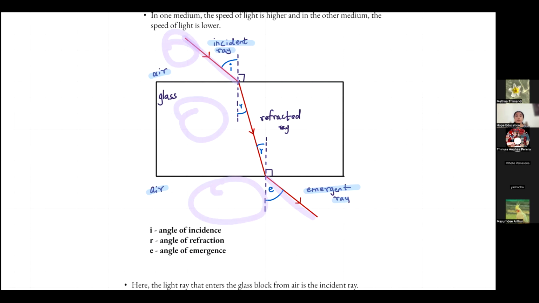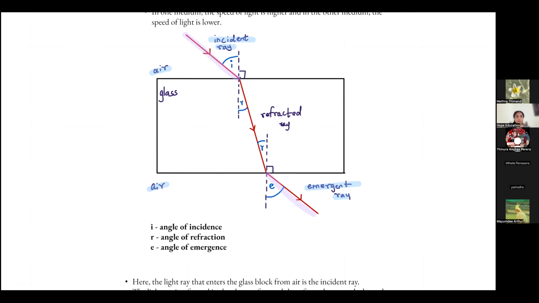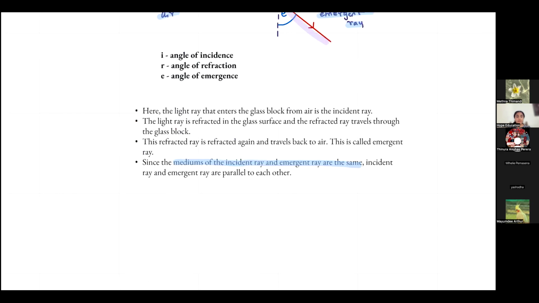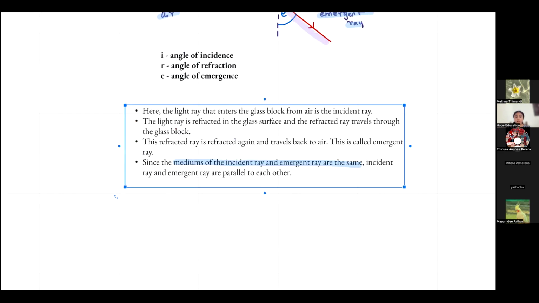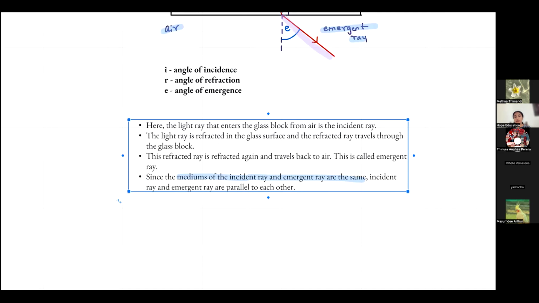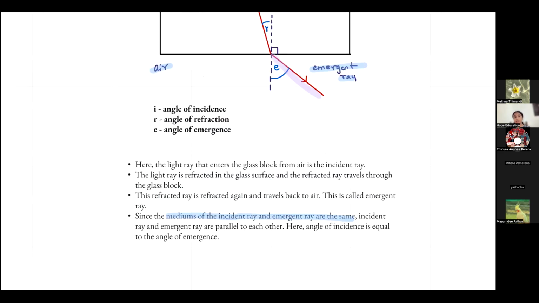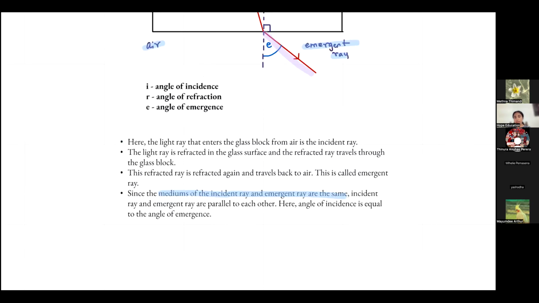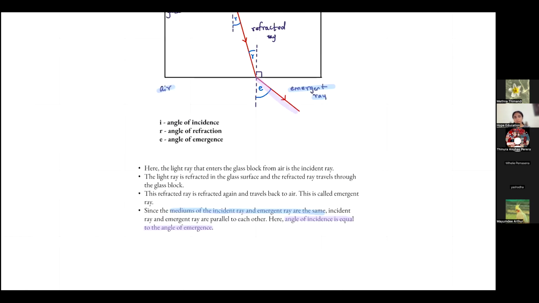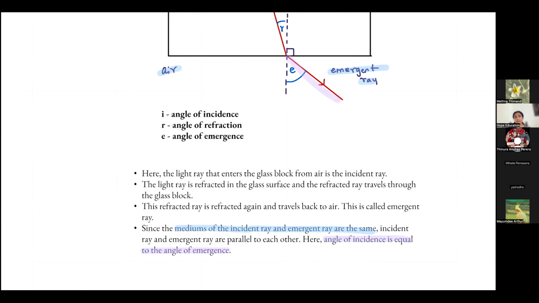Okay, also, because the incident ray and the emergent ray are in the same medium, the angles are also equal. Angle of incidence is equal to the angle of emergence. Since they are in the same medium, the angles also become equal. Angle of incidence is equal to the angle of emergence. Is that clear to you? Okay.